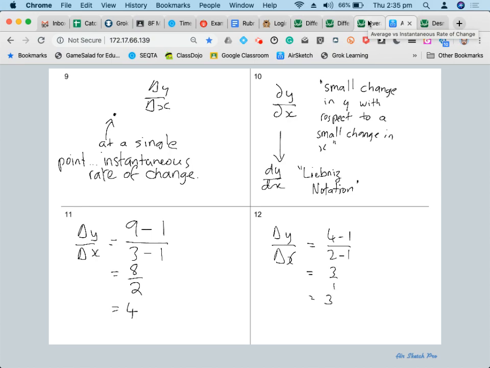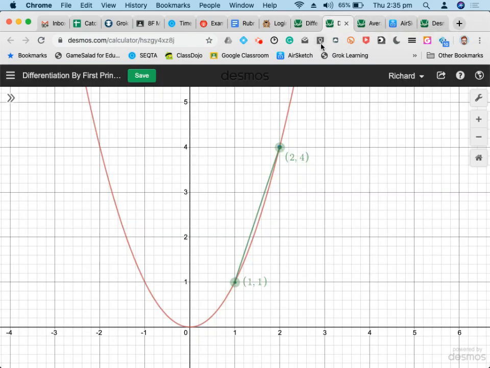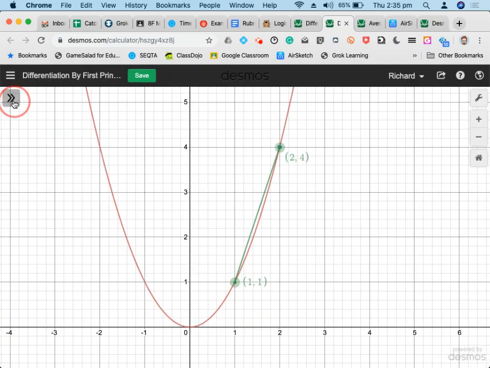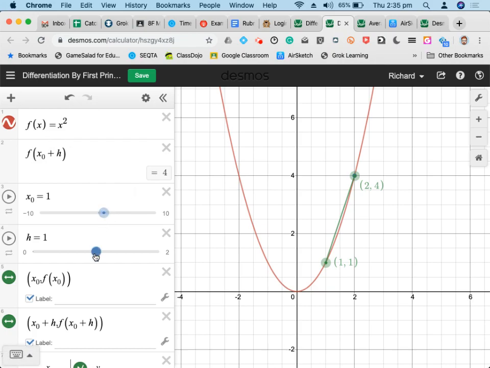But the point being is the gradient's changed, and it probably more accurately reflects what's happening in the graph at that point, the function at that point. Well, what we can do is continue to move, oops, sorry, wrong spot. We can continue to move these 2 points closer to each other until they're almost on top of each other like so.